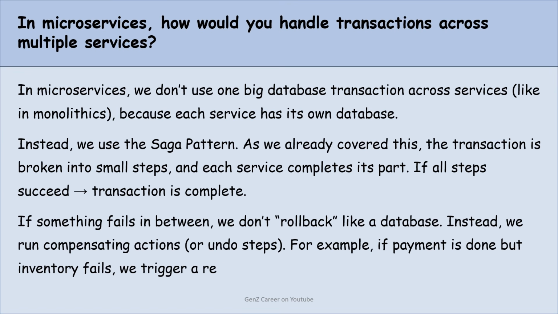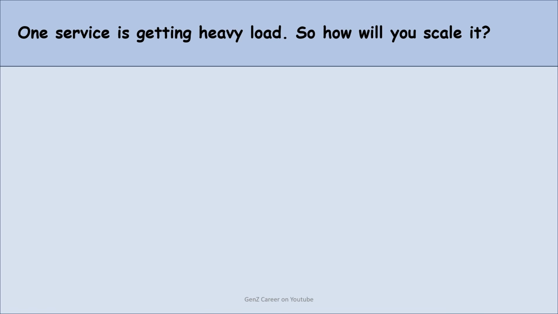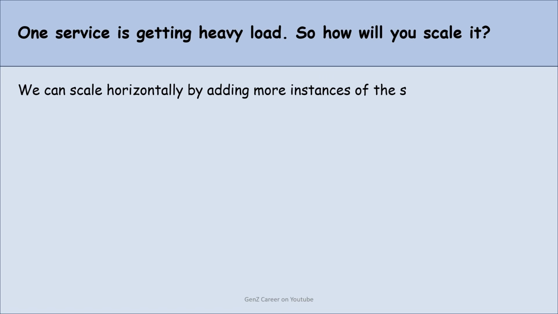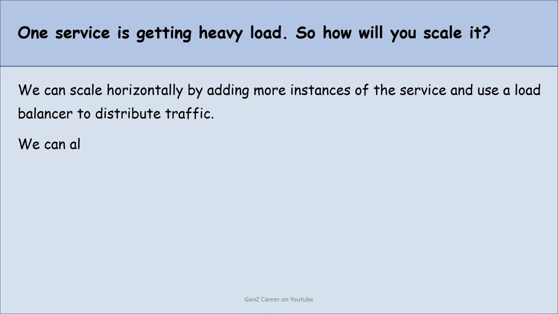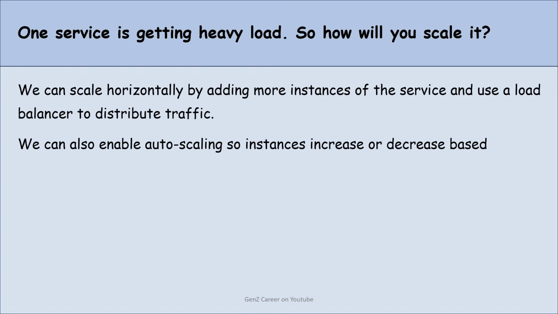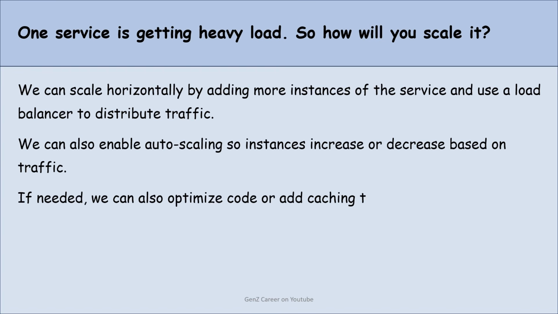Next question is, guys, if one service is getting heavy load, how will you scale it? We can scale horizontally by adding more instances of the service and use a load balancer to distribute traffic. We can also enable auto scaling, so instances can increase or decrease based on the traffic. Are you getting my point? If needed, we can also optimize code or add caching to reduce the load. Okay.